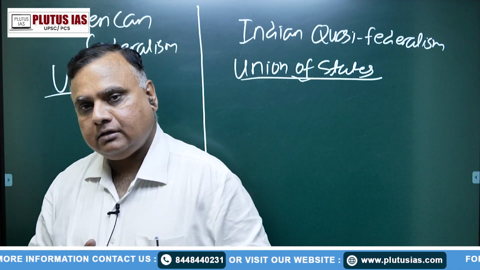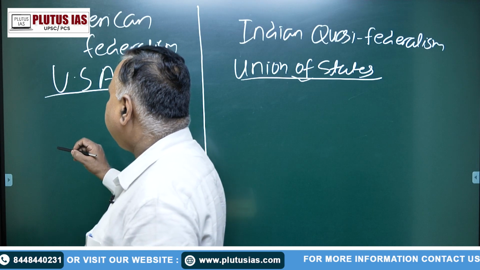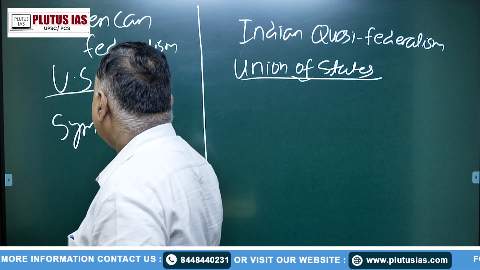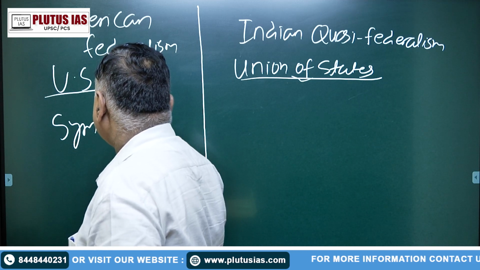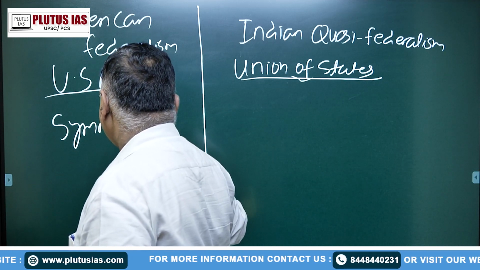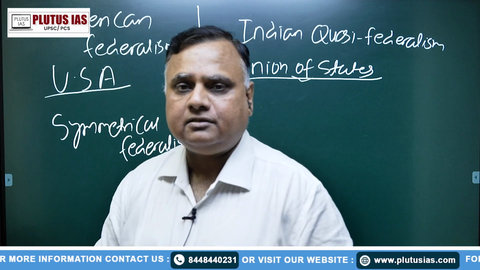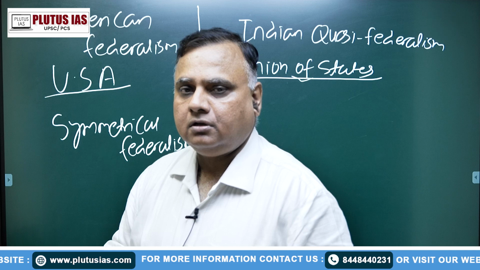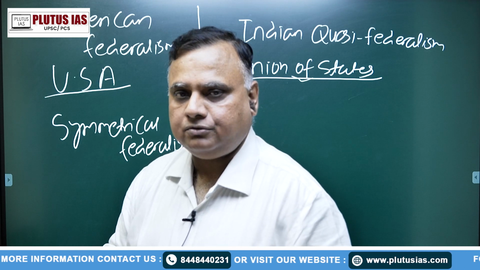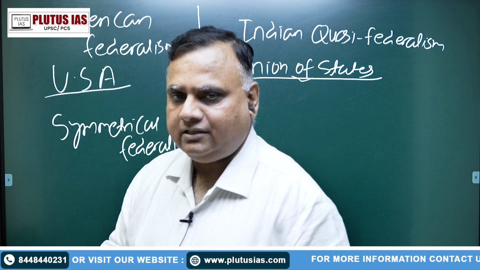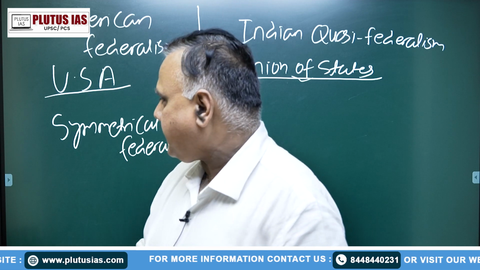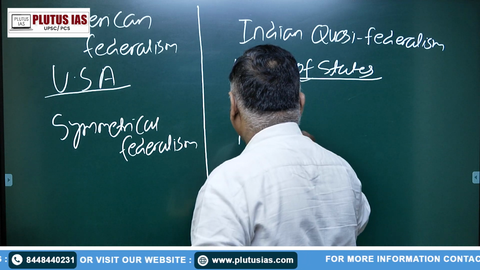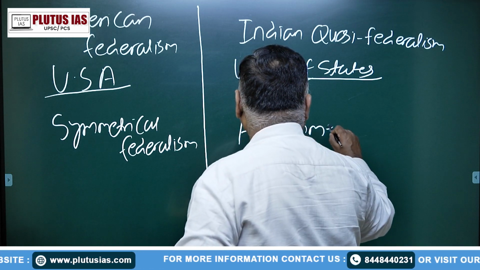The second difference between American federalism and Indian federalism is that American federalism is symmetrical. Symmetrical federalism. All states, whether their population is more or less, geographical size is more or less, are on equal footing. They are getting equal representation in the upper house. Every state will have 2 senators in the upper house. But India is asymmetrical federalism.